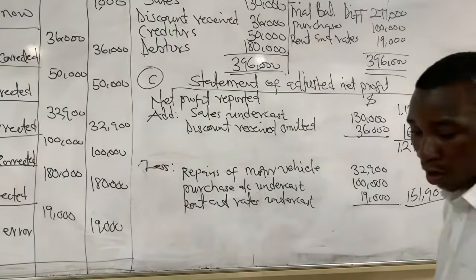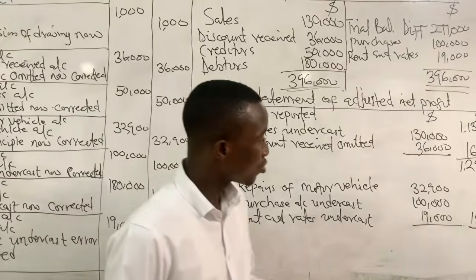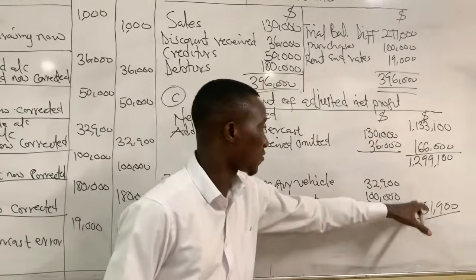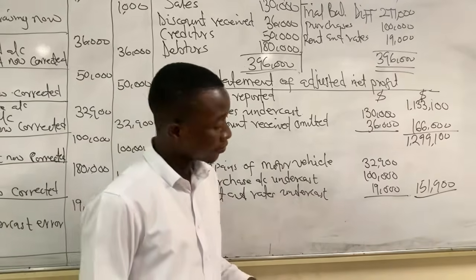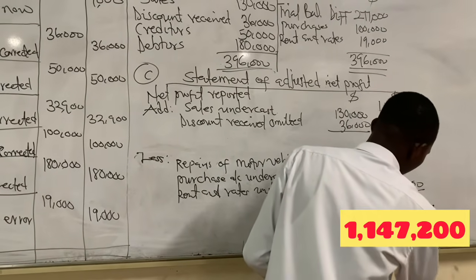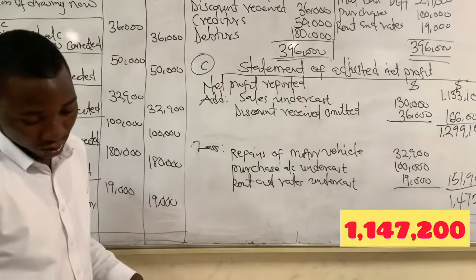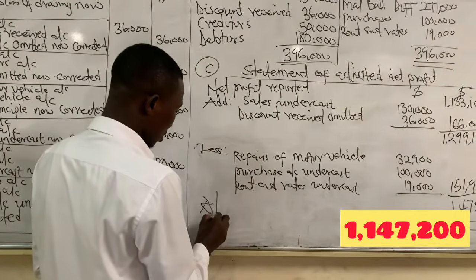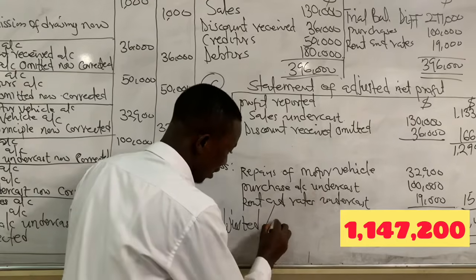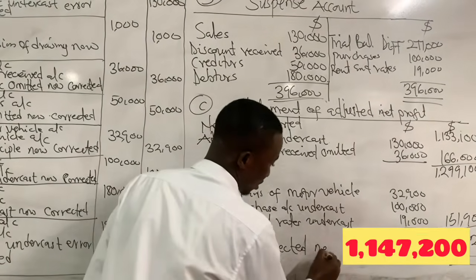Okay, and the summation of this will give us 151,900. Is that okay? What we are going to do is less this 151,900 from this to get the adjusted net profit. Is that okay? We are going to less this from this to get the adjusted net profit, and that will give us 1,472,000. And this amount is going to give us our adjusted net profit. Adjusted or corrected. You need to write only one, don't write the two. Use only one, either adjusted or corrected net profit.